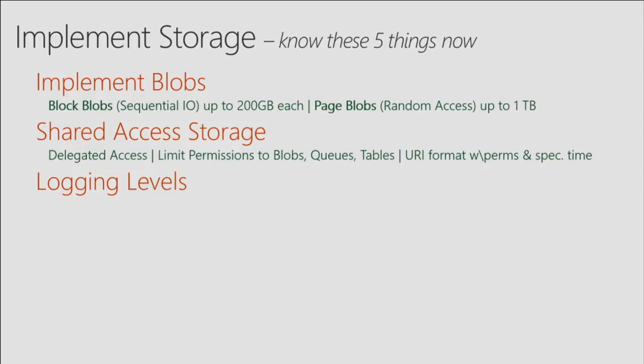How do you limit your permissions to individual blobs, queues, and tables using those? What's the format of the web address it gives you, the URI it gives you to access? If you look at the URI you're given when you create these things, you can determine what level of access you've got and what level of read, write, or not you have to that storage. And also the time is in there.